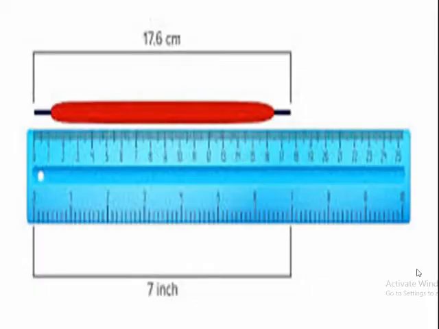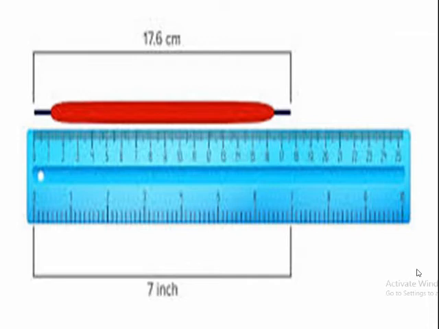Now how will you measure anything which is straight? How to measure with the help of any scale? To measure anything which is straight, we need to use a ruler. We need to use a ruler or a tape. With the help of a tape also you can measure.